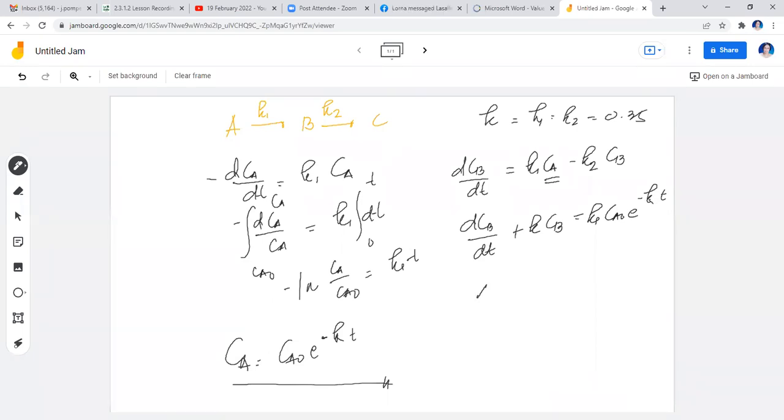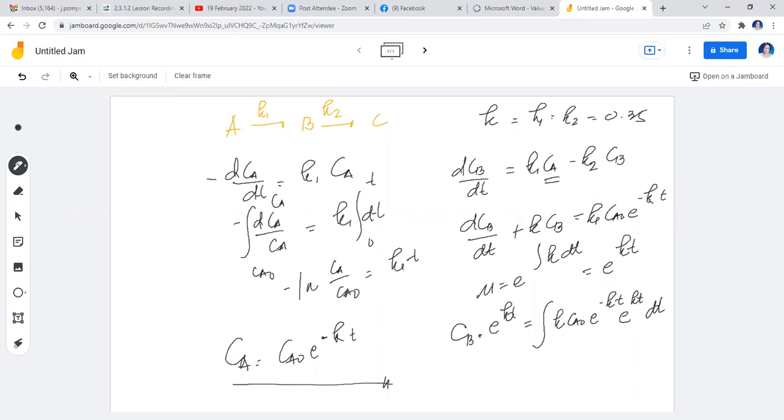So for a linear DE, you need to determine the integrating factor. So it's e raised to the integral of k dt, and this is e raised to kt. The answer for this particular linear DE will constitute your unknown function C sub B multiplied by e raised to kt, your integrating factor, and it's equated to the integral of this one. I'll write this k sub 1 also as k C_A0 e raised to negative kt, and then multiplied to this particular integrating factor, so e raised to kt.